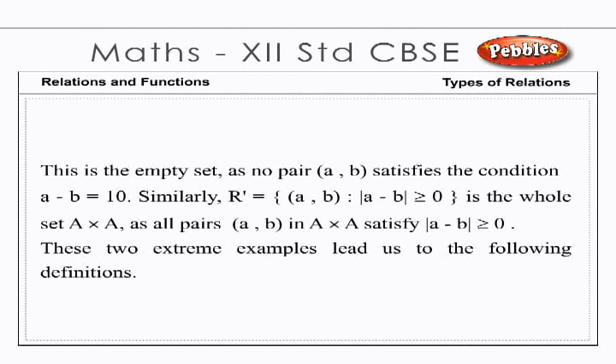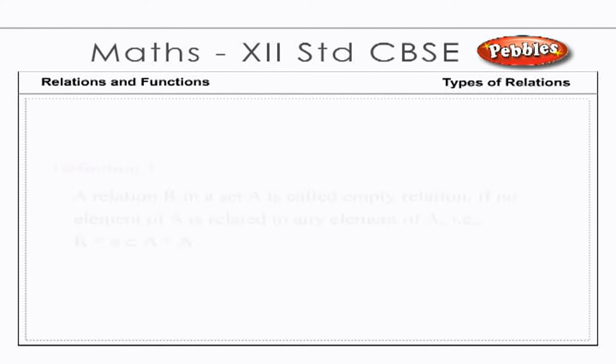Similarly, R' = {(a, b) : |a - b| >= 0} is the whole set A cross A, as all pairs (a, b) in A cross A satisfy |a - b| >= 0. These two extreme examples lead us to the following definitions.